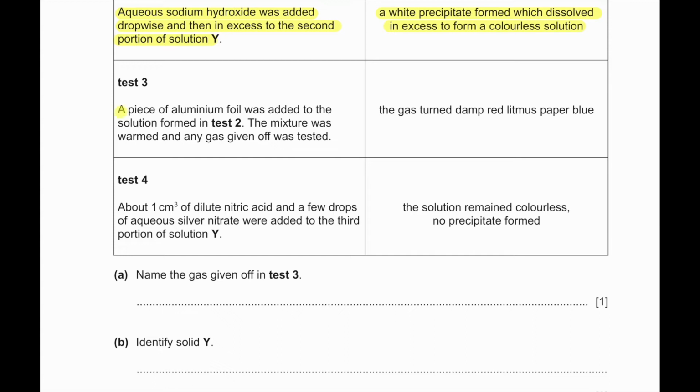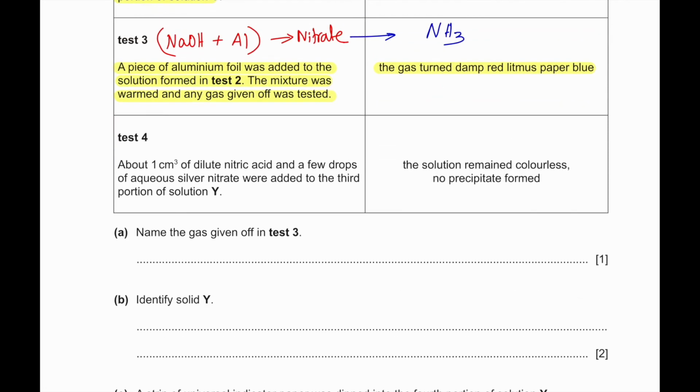Next, test 3. A piece of aluminium foil was added to the solution formed in test 2. The mixture was warmed and any gas given off was tested. We must understand that sodium hydroxide followed by aluminium foil is usually a test for the presence of nitrate. So we are testing for the presence of nitrate. If nitrate is present, then a gas will be given off, which is ammonia. Ammonia gas will basically turn damp red litmus paper blue. So we can see nitrate is present.